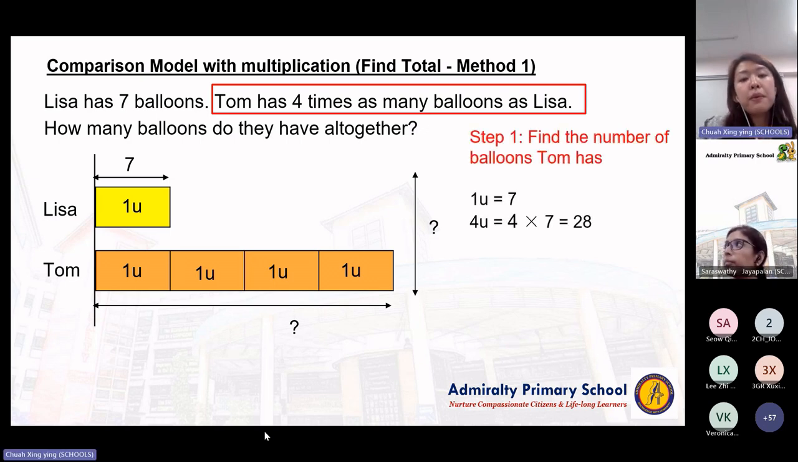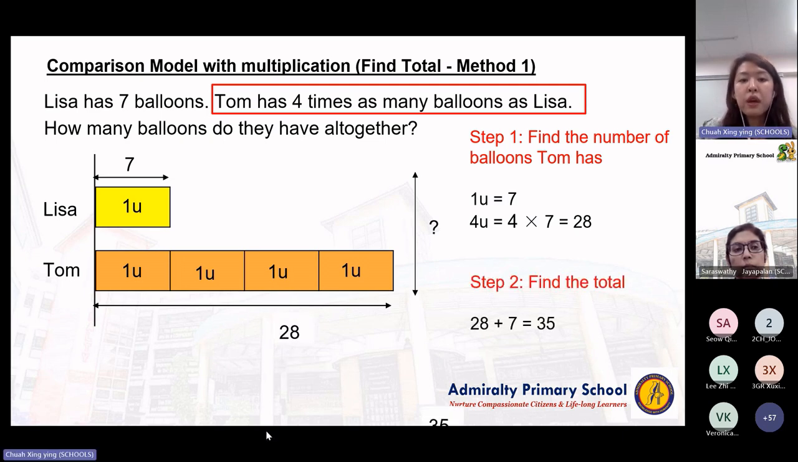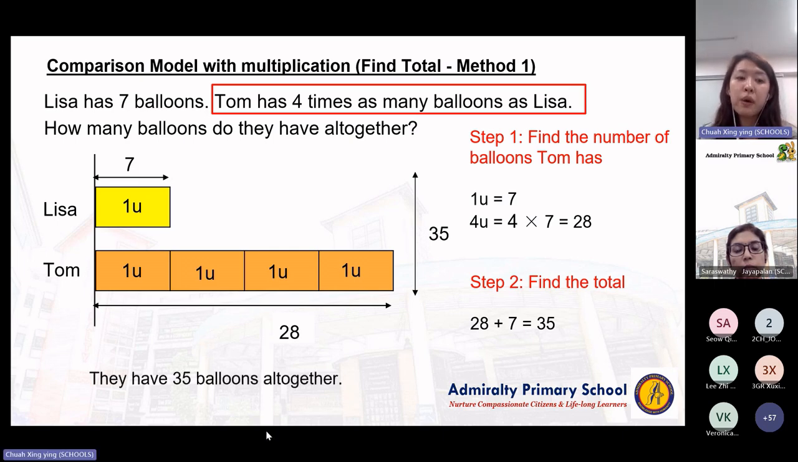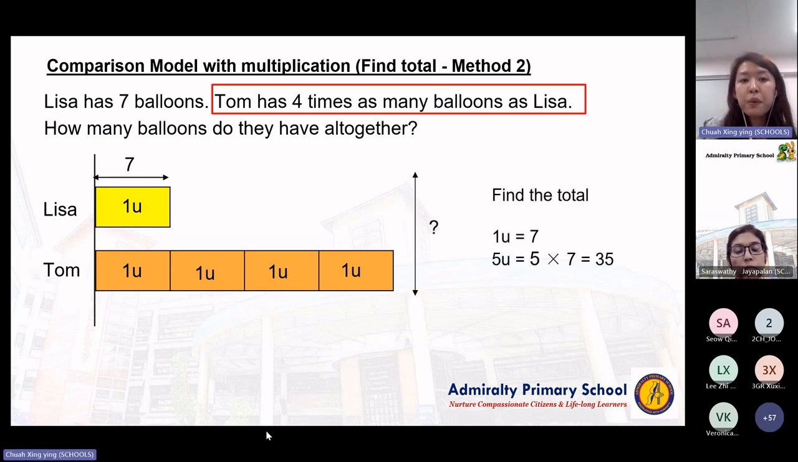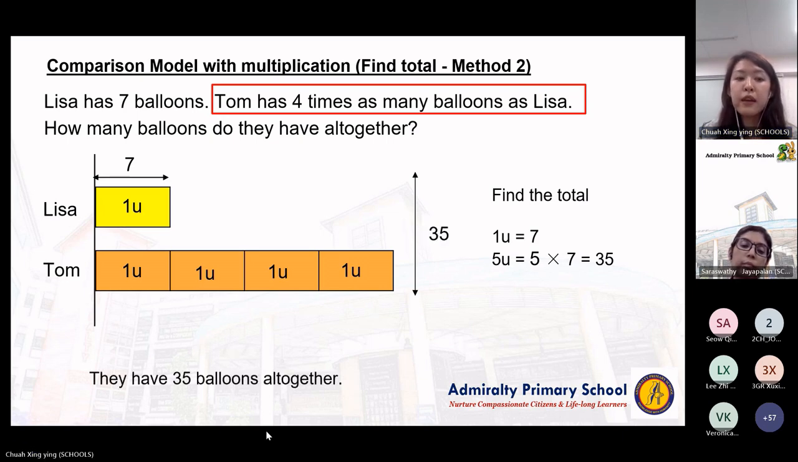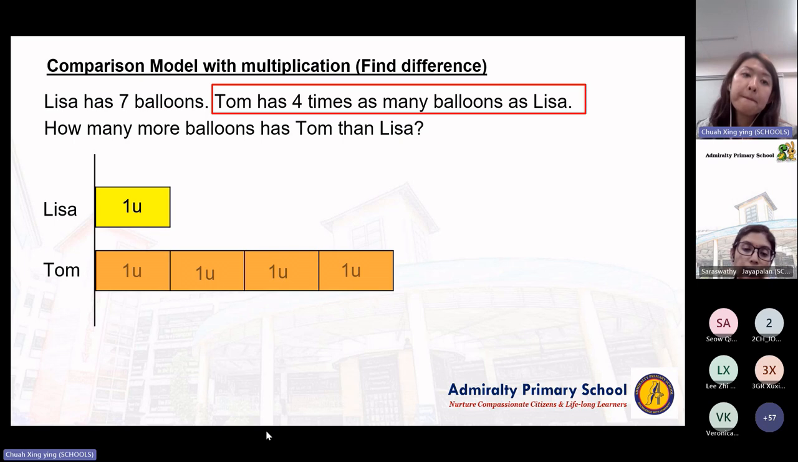Step 1. Find the number of balloons Tom has. 1 unit equals 7. 4 units equals 4 times 7 equals 28. Step 2. Find the total. 28 plus 7 equals 35. They have 35 balloons all together. Finding total, method 2. 1 unit is still 7. We want to find all together. 1 unit equals 7, 5 units equals 5 multiplied by 7 equals 35. You have 35 balloons all together.